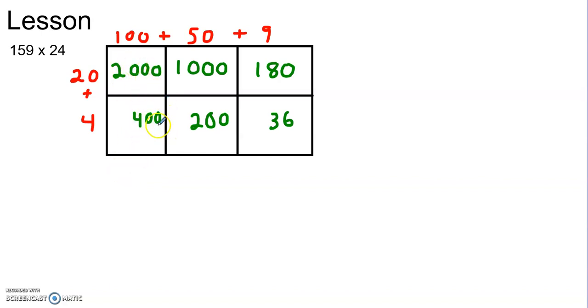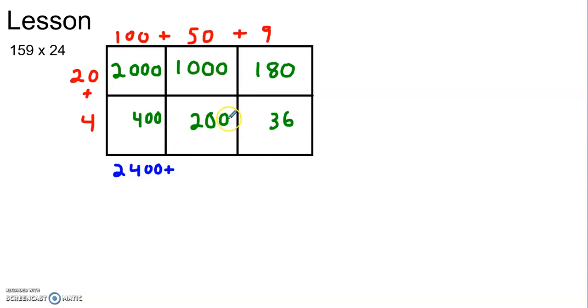So I have 0 plus 0, 0, 0 plus 0, 0, 0 plus 4 is 4. 2 plus 0 is 2. So 2,000 plus 400 is going to give me 2,400. Since I have another column, I'm going to add a plus so I don't merge my numbers.